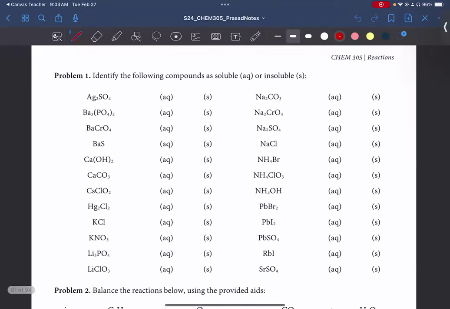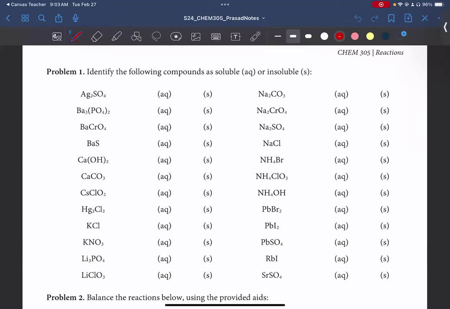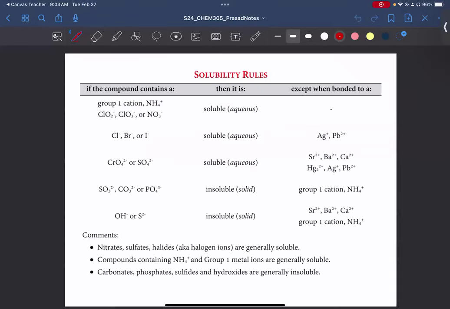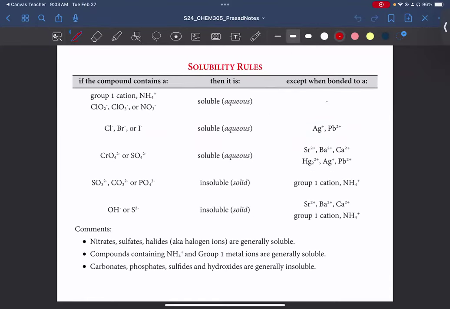This is just a couple of solubility questions. You are being asked to identify the following compounds as soluble or insoluble, aka soluble is aq, as in aqueous, and insoluble is solid. So to identify if a molecule is solid or aqueous, you always refer to the solubility rules table. These are the only rules I need you to know for this class. If you Google solubility rules online, you will get a much bigger table full of chemicals that I do not need you to know. So always refer to this particular document.